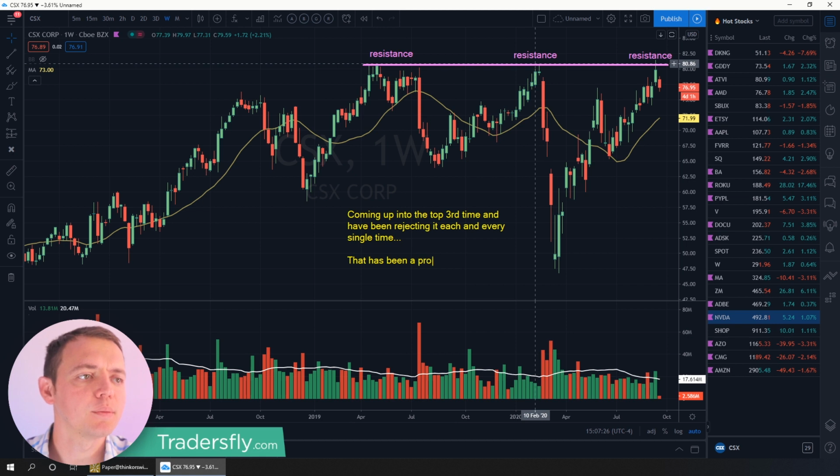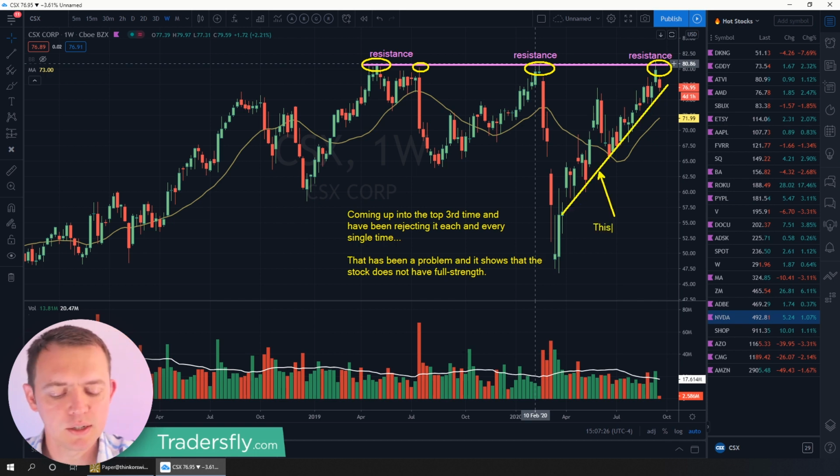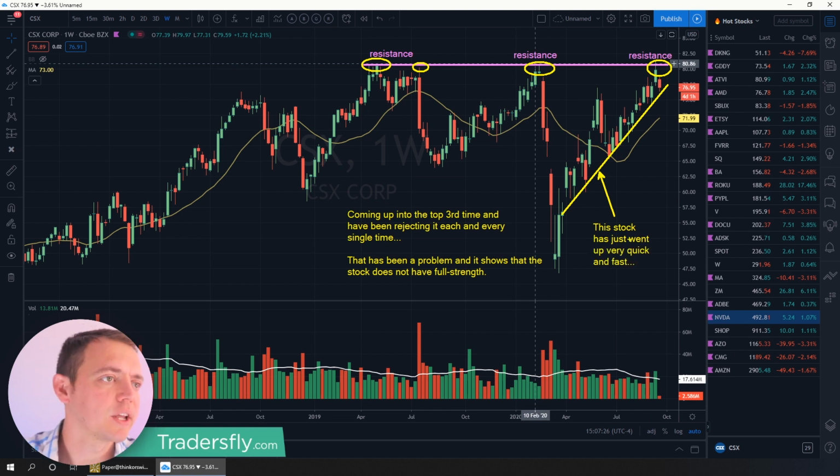That has been a problem, and it shows that the stock does not have full strength. So that's a bit of an issue as we get into these levels. Every time it gets into this, we kind of reject it. You'll notice, boom, a few times it's happened. We keep rejecting it. And not to mention, as you look at the acceleration, this stock has just gone up very quick and fast. Also, not the greatest thing in the market.